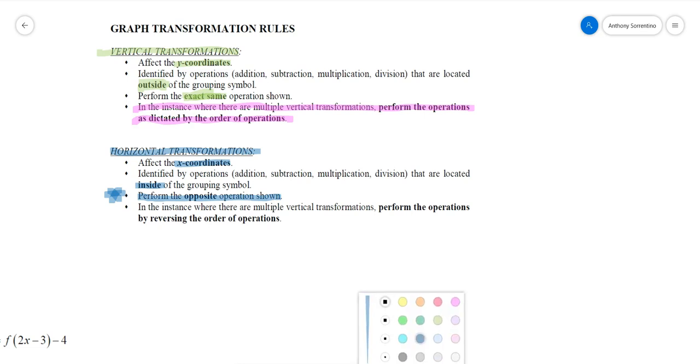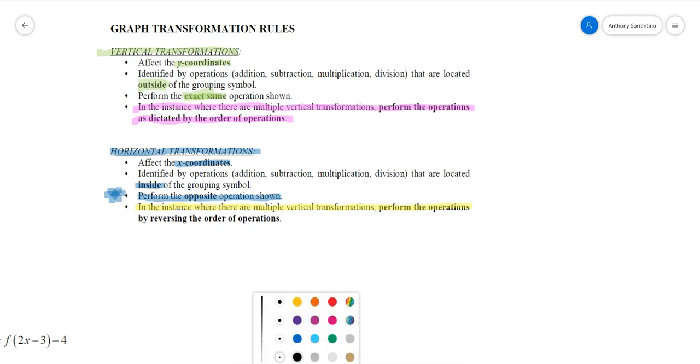And last but not least, the very important part of this, in multiple transformations, and this should say horizontal, cut and paste issues. This should say horizontal. I would perform the operations, and these are the operations that I now interpret I have to do. So if I see an addition, I'm going to subtract. I see a multiplication, I'm going to divide, whatever the case is.